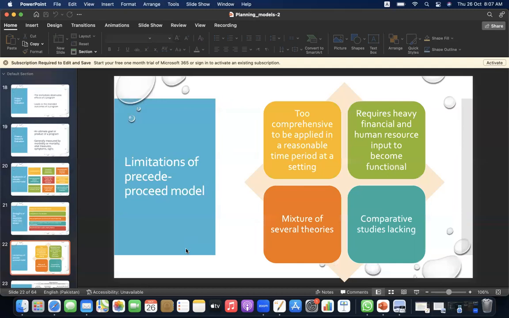Limitations of this model: it is too comprehensive to be applied in a reasonable time period at a setting, requires heavy financial and human resource input to become functional, is a mixture of several theories, and comparative studies are lacking.